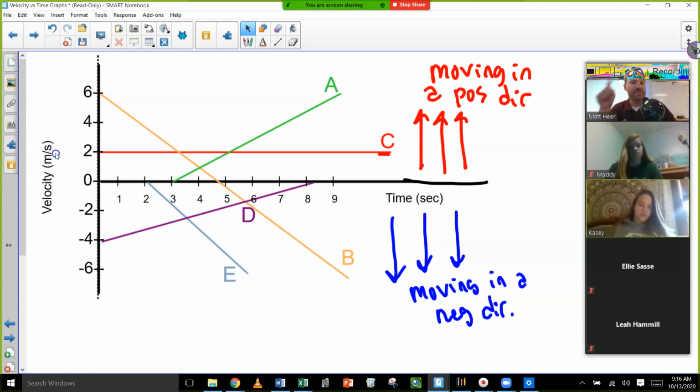Now, my position could be negative. I could be at negative 10, but then 1 second later I'm at negative 8, and then 1 second later I'm at negative 6. I'm still getting more. My velocity is positive, but my position can be anywhere. This does not tell me where I'm standing. I could be standing in the positive numbers, starting at 10, going from 10 to 12 to 14 to 16, and so on.